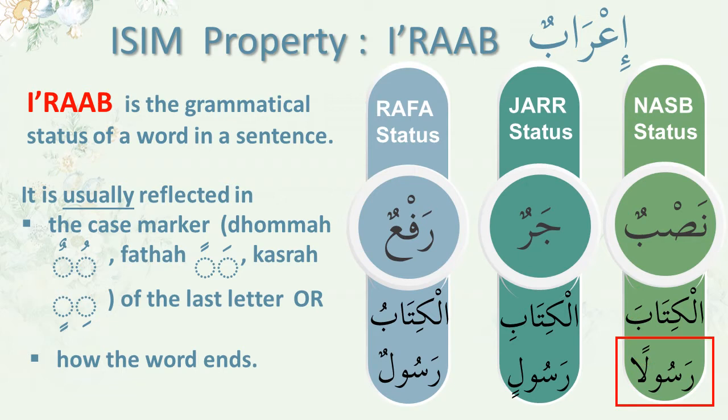Have a closer look at the word Rasulan. Notice the alif here? It is not part of the original word. As a rule, if the word ends with fathatain, an alif is added. The only exception is when the word ends with ta marbuta or with hamza.